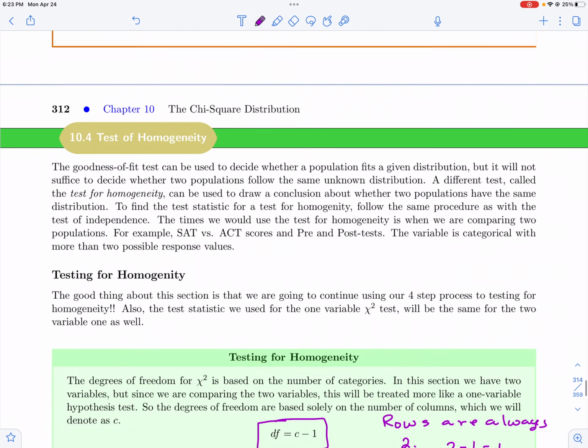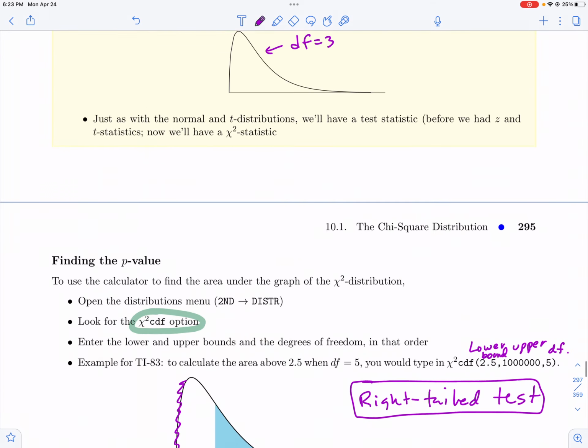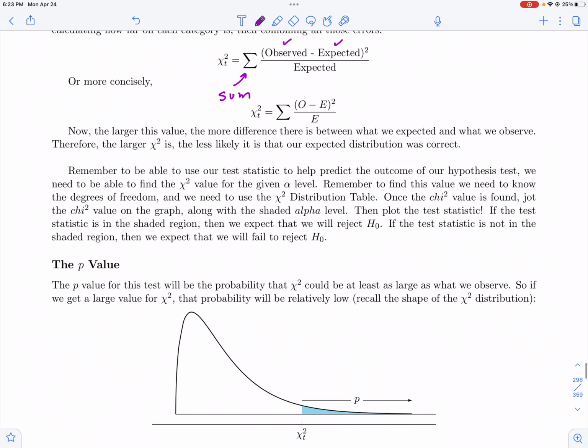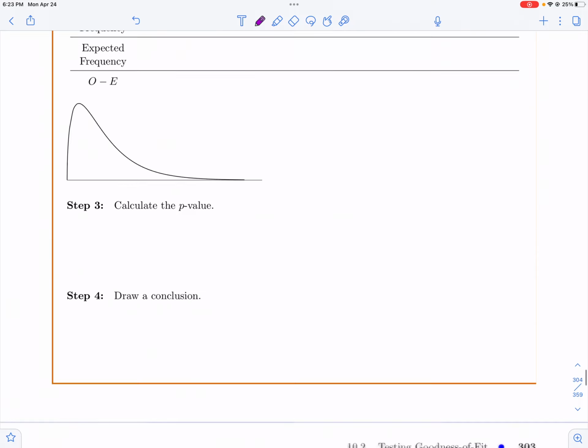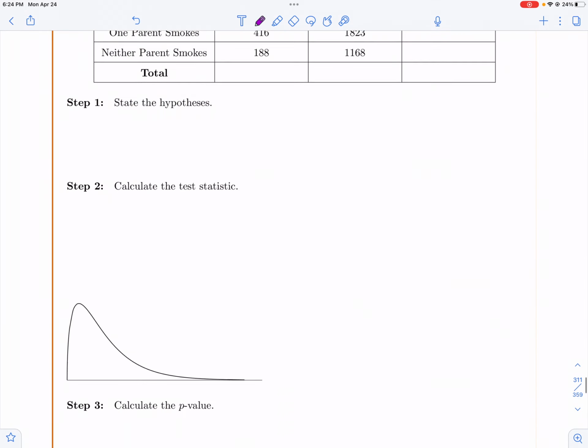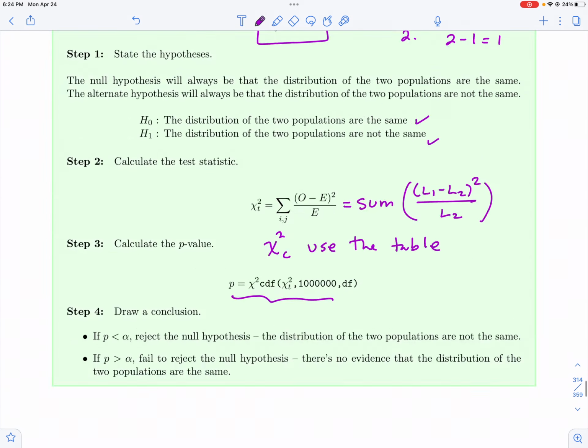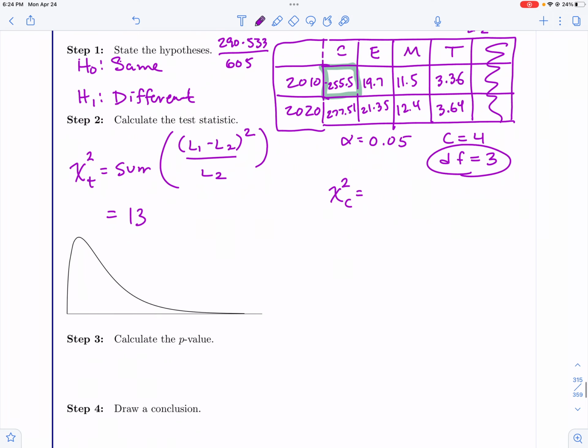So again, let's go back to our table. Probably should have the table easier to access than this. All right, so again, we had our 0.05 and degrees of freedom were 3, so it looks like we're going to get 7.815 for our comparison chi-squared score. There we go. So 7.815.